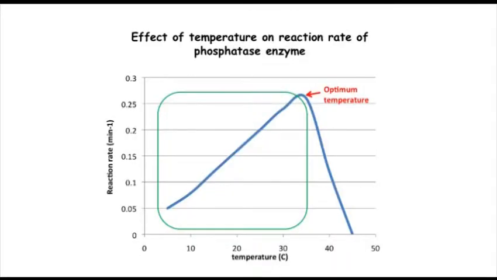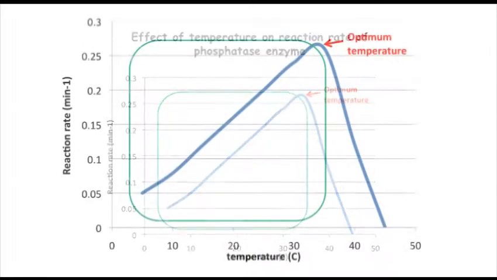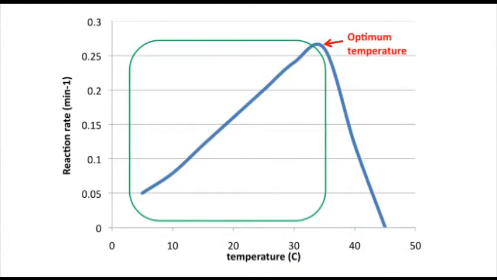If I repeat the same experiment using a number of different heating blocks set at different temperatures, I can also see the effect of changing temperature when I keep the pH the same. Here, we see a slightly different shaped graph. As the temperature rises, the rate of reaction increases. This is for two reasons.